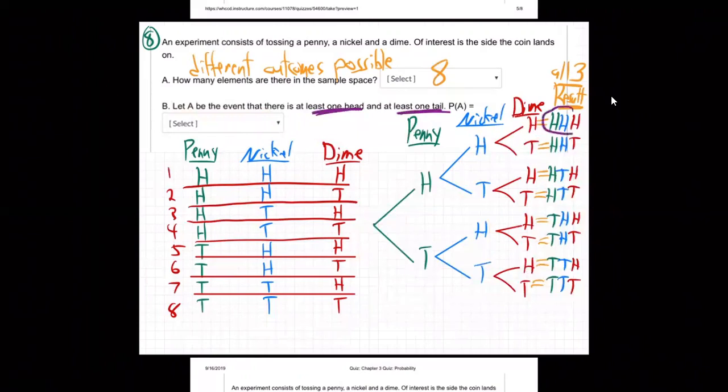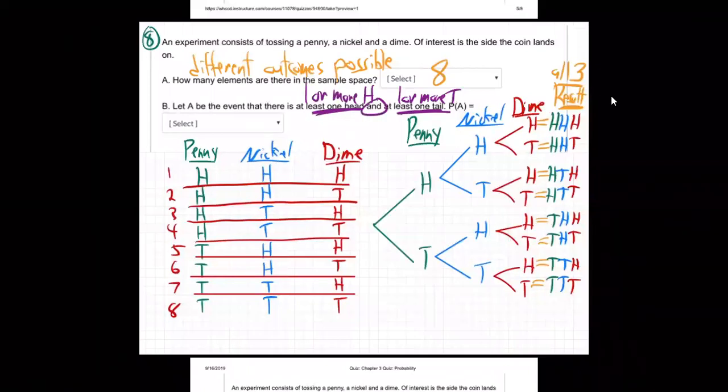Okay, well, this one has at least one head, but it doesn't have at least one tail. Are we clear on what "at least one" means? One or more heads, one or more tails, right? At least one means at the lowest one, maybe more. So at least one head means one or more heads, at least one tail means one or more tails. And it says "and," so you've got to do both.